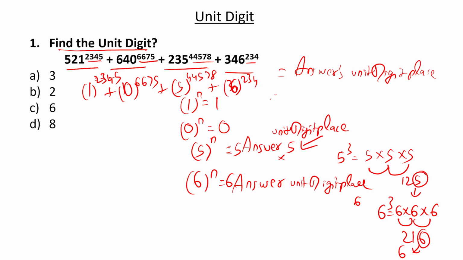1 power of anything, 1. 0 power of anything, 0. 5 power of anything, 5. 6 power of anything, 6. 5 plus 6, 11, plus 1, 12. Where 2 is in the units place, so 2 is the answer. That's how you do it.